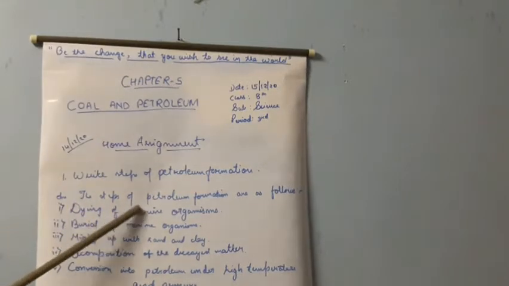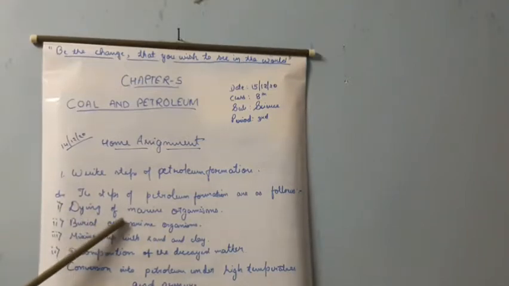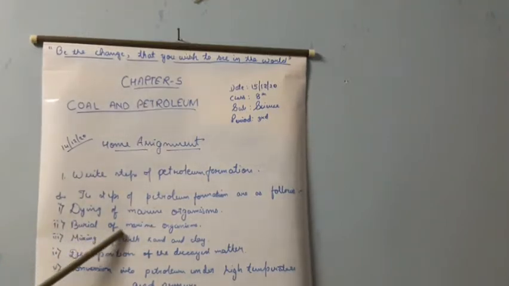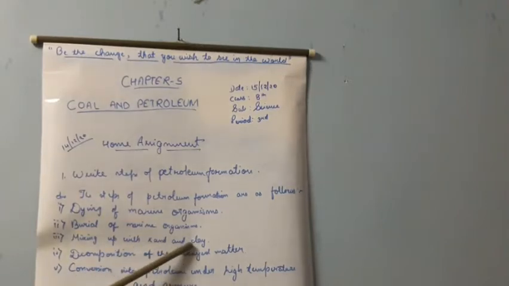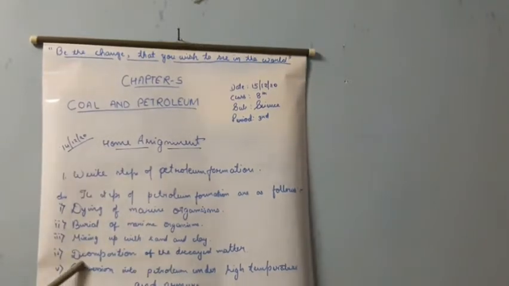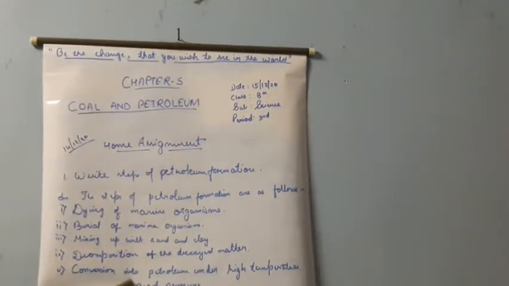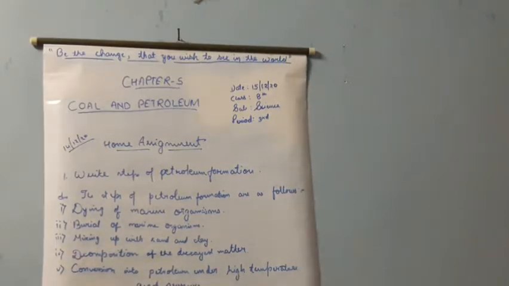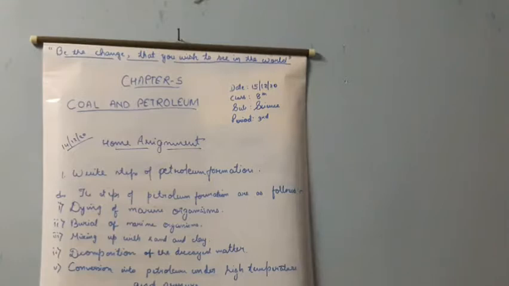The steps of petroleum formation are as follows. Number 1, dying of marine organisms. Then second, burial of marine organisms. Then third, mixing up with sand and clay. Then fourth, decomposition of the decayed matter. Then last, conversion into petroleum under high temperature and pressure. So this was your answer. You have to write like this, and I hope you all have done the homework correctly. Okay?